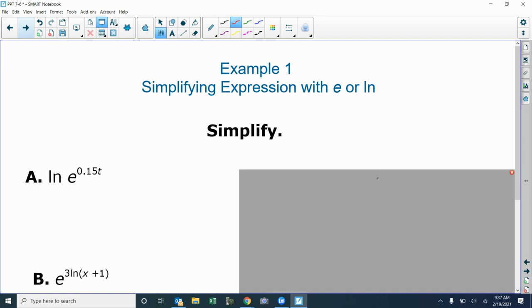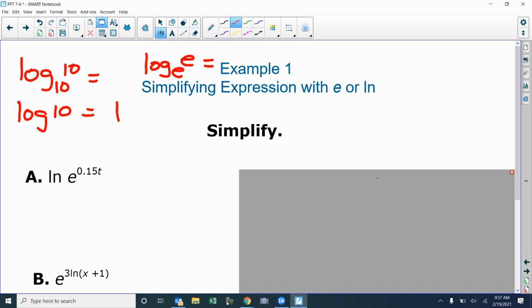Now, one thing you need to know, think about this. If I had log base 10 of 10, or if I just wrote it as log 10, I'm hoping we all know that's 1, right? Okay? So if I had log base e of e, what would that be? 1. Well, we don't write it as log, we write it as ln e. So if I see ln e anywhere, what's it going to be equal to? 1. Okay? And that's your main thing for today, folks.